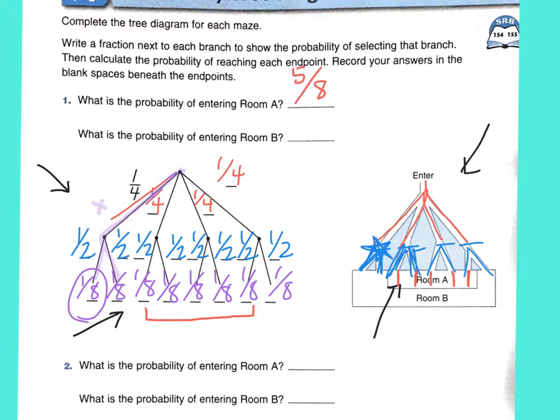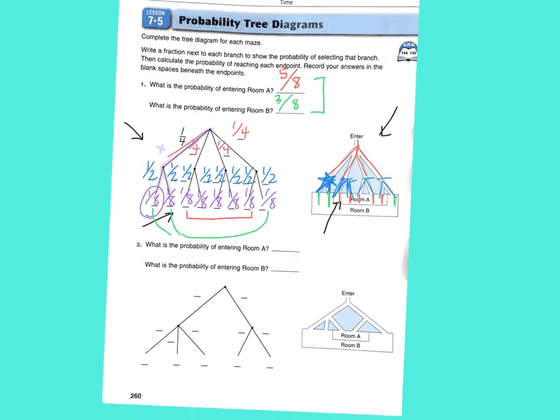We'll figure it out the same way with room B. With room B, I can look at my final entrance points. I have 1, 2, 3 of them, so I need to add up 1/8 plus 1/8 plus 1/8, which gets me 3/8. Now because those are our only 2 outcomes, these 2 should add up to a total of 1, and 5/8 plus 3/8 does equal 1, so we did that correctly.